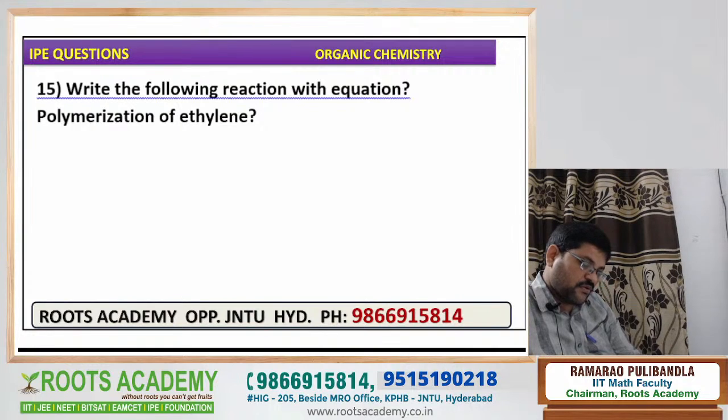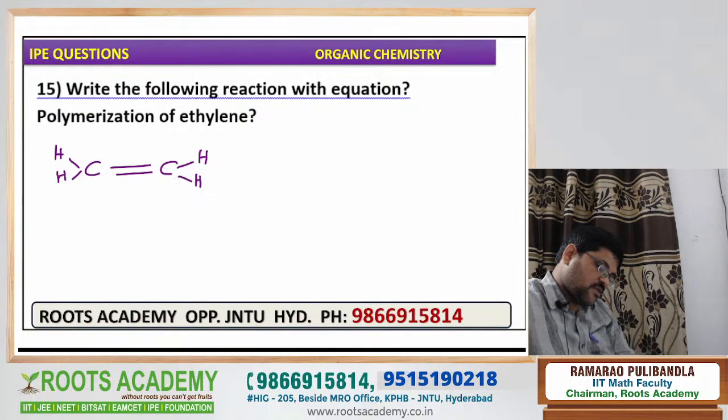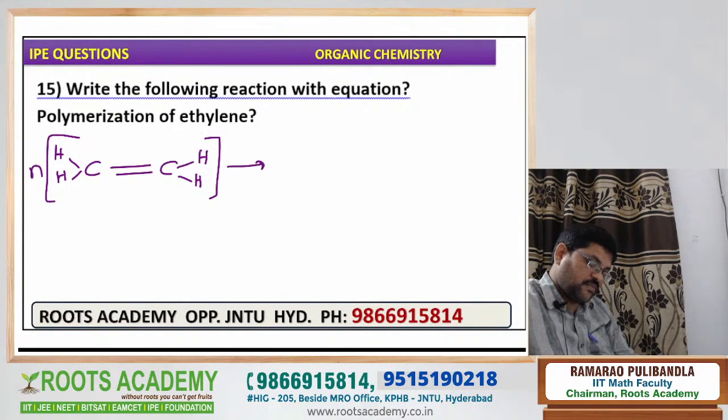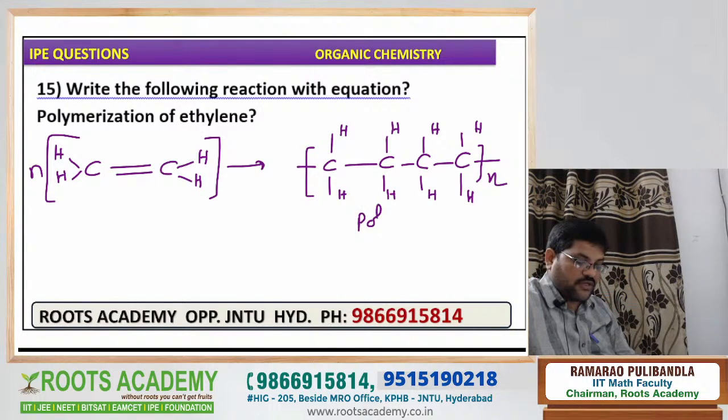Right, next example. The following reaction with the equation: polymerization of ethylene is very easy. Ethylene is subjected to polymerization under high pressure in the presence of O2 gas, and you get polythene. The pi bonds break down and form single bonds, like H, H, H, H, and you get polythene forming like this. As you know, polythene is used as a polymer.